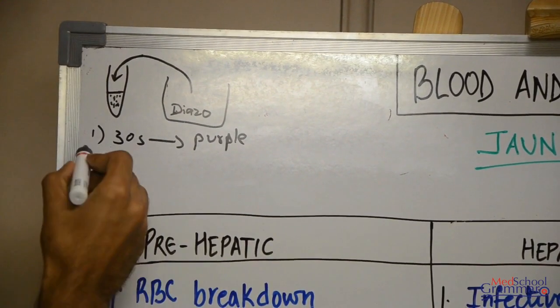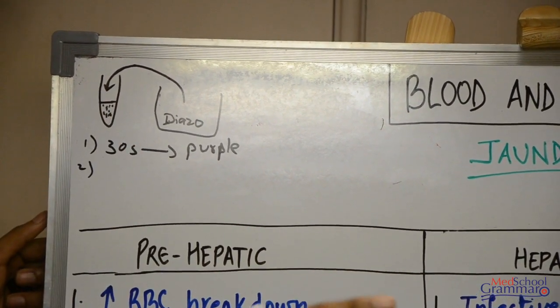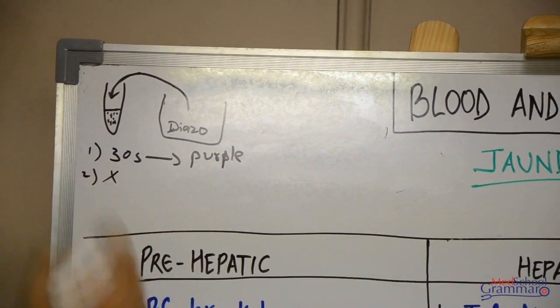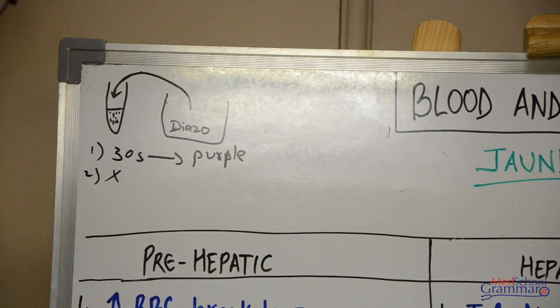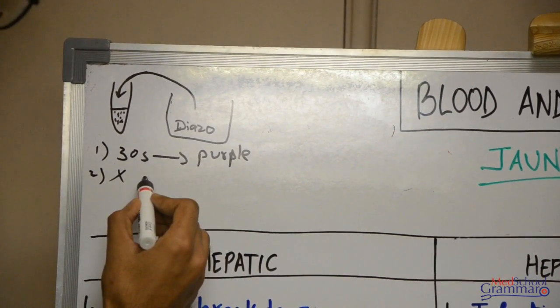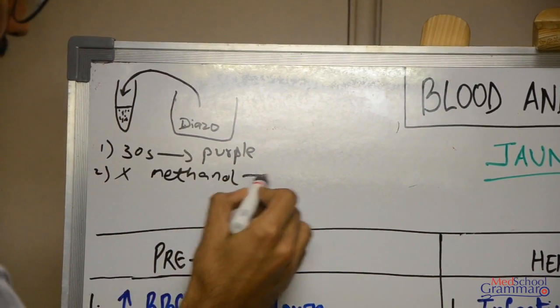The next type of reaction: if soluble bilirubin is not present and insoluble bilirubin is present, diazo reagent will not give any color. There will be no color change. However, on addition of methanol, what you will get is a purple color.